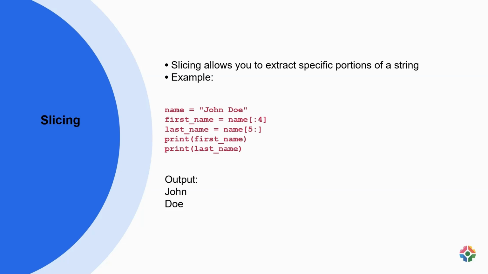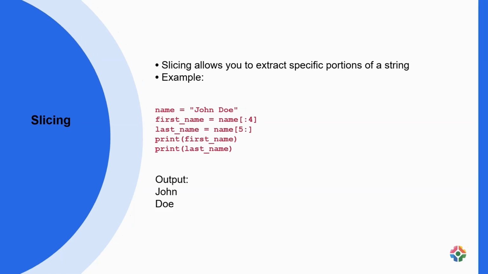For example, in the code snippet provided, the string John Doe is sliced to extract the first name and last name. By utilizing the square brackets with indices, the first four characters are extracted as the first name, starting from index 0 up to, but not including, index 4. Similarly, the last name is extracted by starting from index 5, inclusive, until the end of the string. When executed, the output will display the first name John and the last name Doe, showcasing the effectiveness of using slicing to extract specific portions of a string with Python.